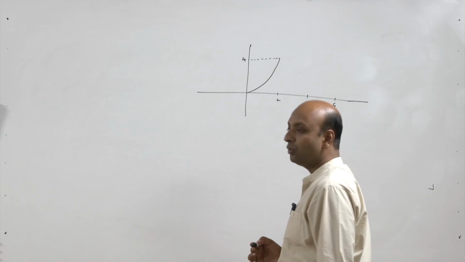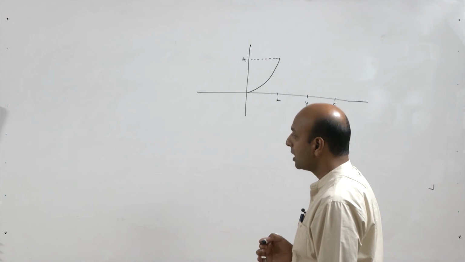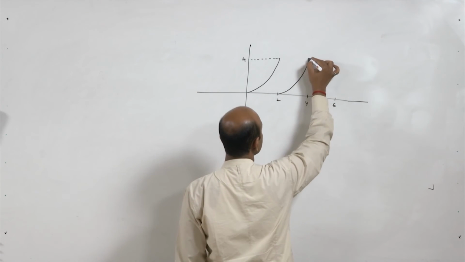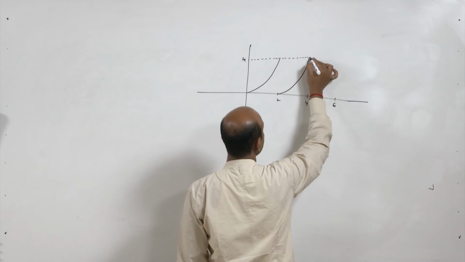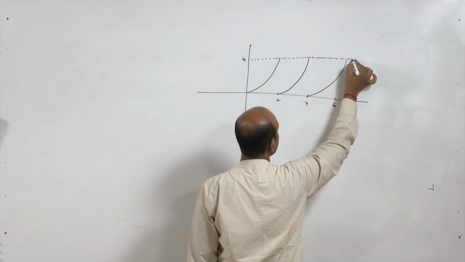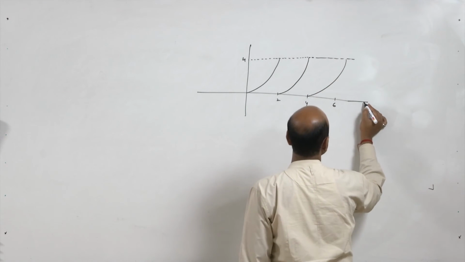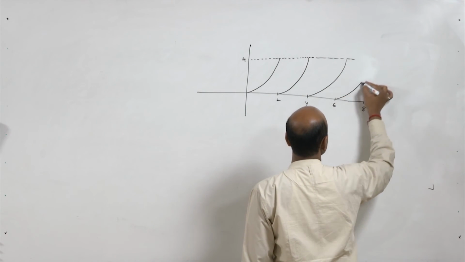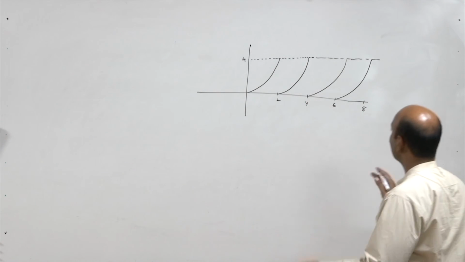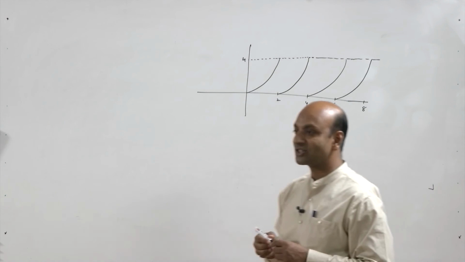When t is 2, f(t) is 4. Now from 2 to 4, again it is a parabola, so it is something like this expression, height remains the same. Again from 4 to 6 it is something like this expression, so it is the same expression. Again from 6 to 8 it is something like this expression. So this will be the rough shape of this function f(t).